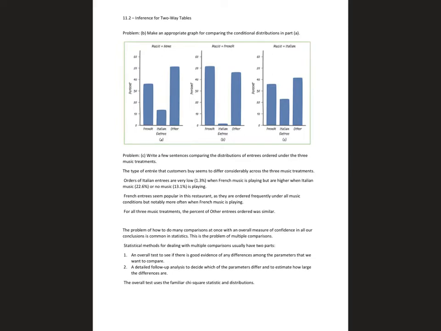So here's our problem. How to do many comparisons at once with an overall measure of confidence in all of our conclusions is common in statistics. This is the problem of multiple comparisons. Statistical methods for dealing with multiple comparisons usually have two parts. An overall test to see if there is good evidence of any differences among the parameters that we want to compare, and a detailed follow-up analysis to decide which of the parameters differ and to estimate how large the differences are. The overall test uses the familiar chi-squared statistic and distributions.